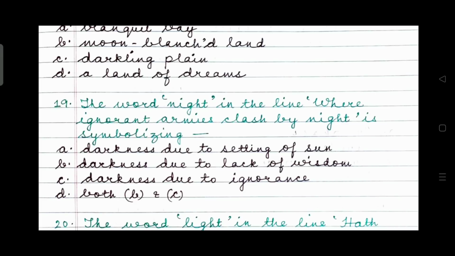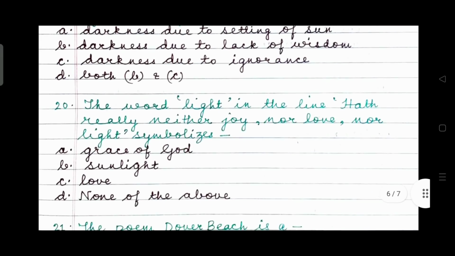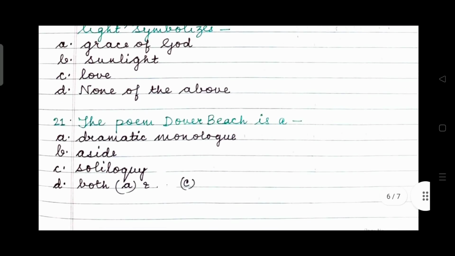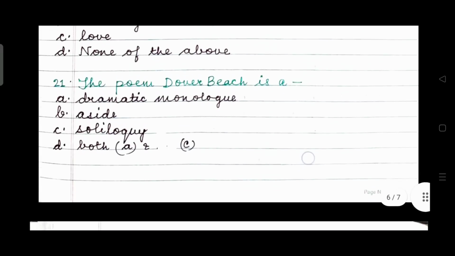ignorance. Next, question 20. The word light in the line hath really neither joy nor love nor light, symbolizes grace of God, sunlight, love, none of the above. The right answer is grace of God. Question 21. The poem Dover Beach is a dramatic monologue, an aside, a soliloquy, or both A and C. The right answer is, it is a dramatic monologue.